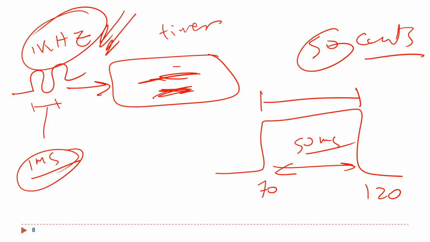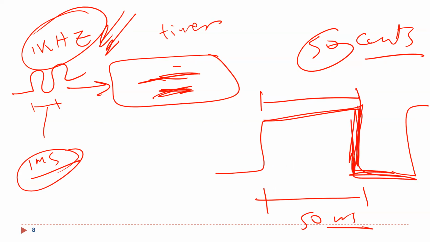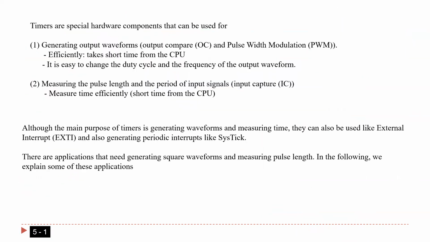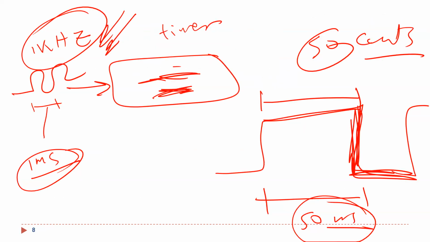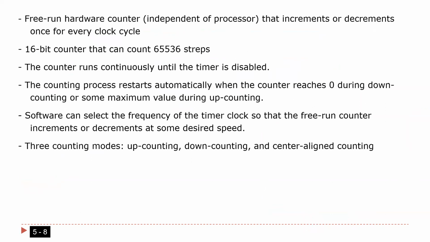Same thing when you generate a signal. If I want to generate a signal so that from here to here is 50 milliseconds, that means I need to toggle the pin every 50 counts. Also, I gave you some applications last time: why sometimes we need to generate a square wave, and why sometimes we need to measure time.